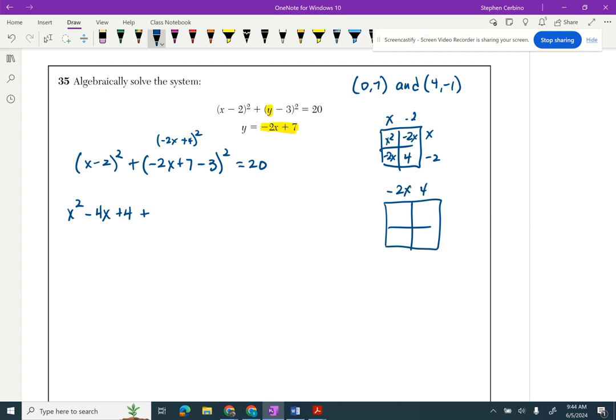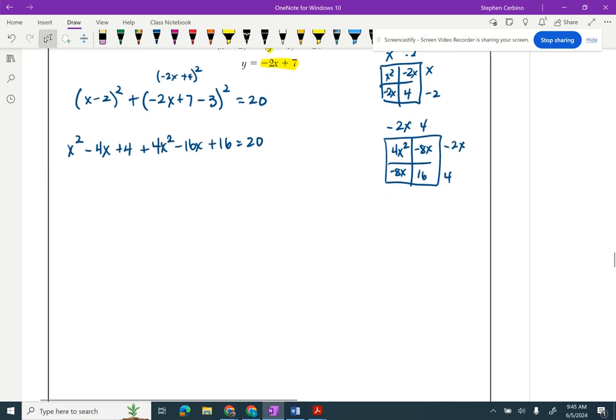Negative 2x and 4, negative 2x and 4. So we get positive 4x squared, negative 8x, negative 8x, and positive 16. So we're going to wind up getting 4x squared, negative 16x if we combine like terms, and plus 16 is all equal to 20. Since it's quadratic, I want to combine like terms and set this equal to 0. So x squared and 4x squared give us 5x squared, negative 20x, and positive 20 equals 20.